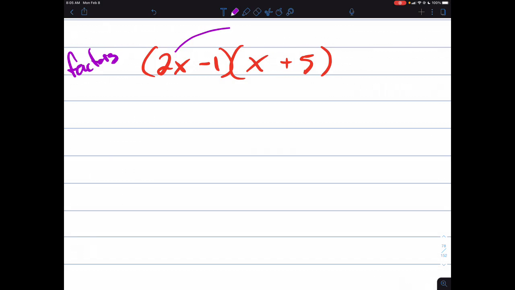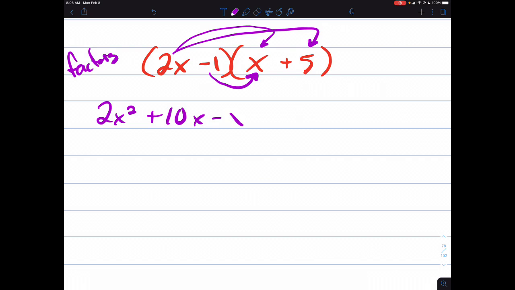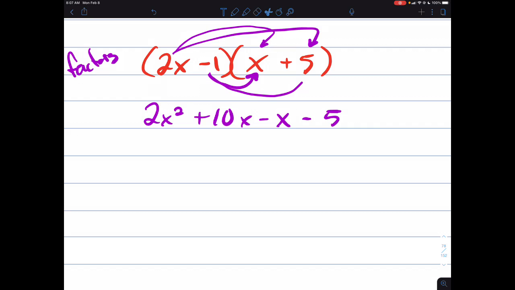Okay, and so we would distribute 2x times x and get 2x squared, 2x times 5 and get 10x, negative 1 times x would give us negative x, and then negative 1 times 5 would give us negative 5. And if you notice, the first number is the product of the first two, right? And the last number is the product of the last two.